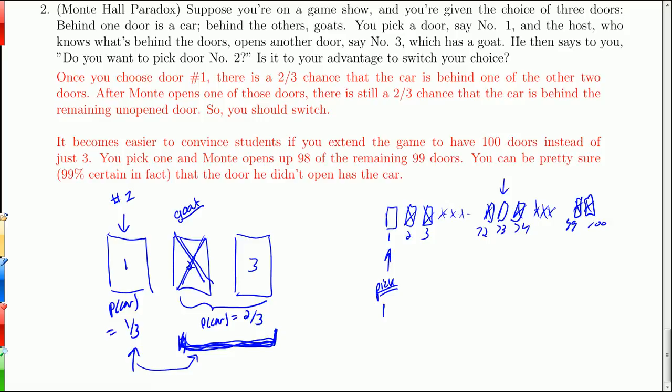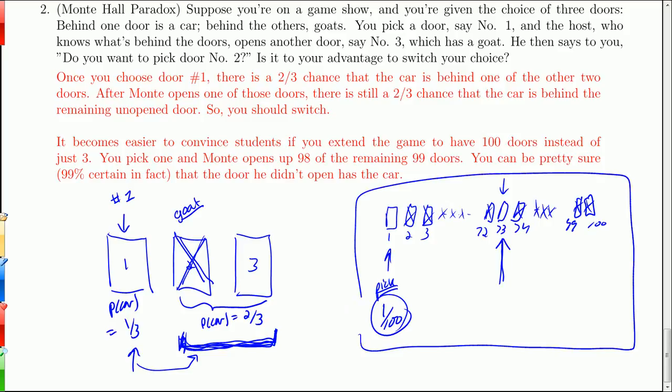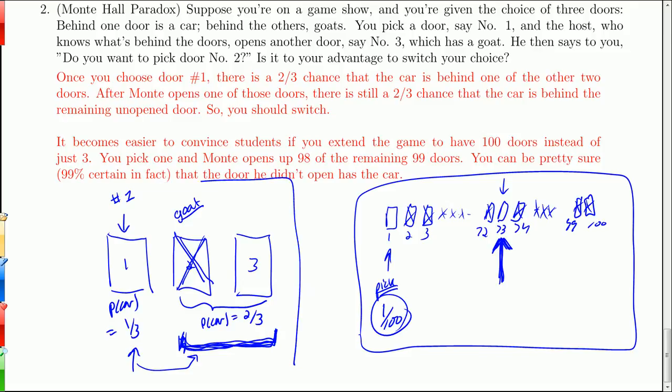Now there's a 1 in 100 chance that you picked the right door. And so the car is most likely sitting right there. That's why he didn't open door 73. So if you switch, you have a 99 out of 100 chance of getting that car. If you don't, you have a 1 in 100. And this sort of helps make the picture a little more obvious. Because you look at that and you're like, why didn't he pick 73? And the reason is because the car is back there. But it's harder to tell in the 3-door scenario. It seems like a 50-50, but it's not. You should always switch and take advantage of that improved probability of winning.